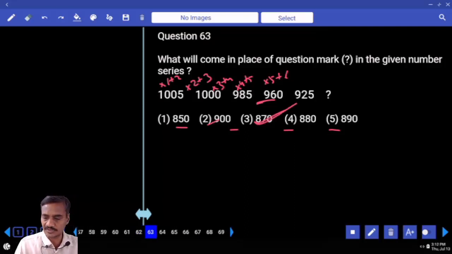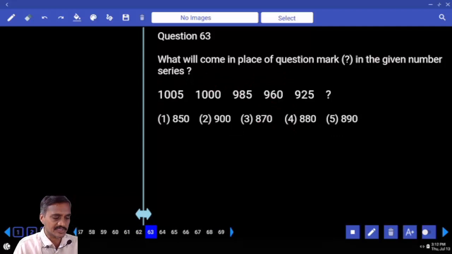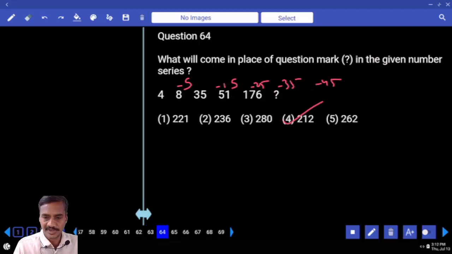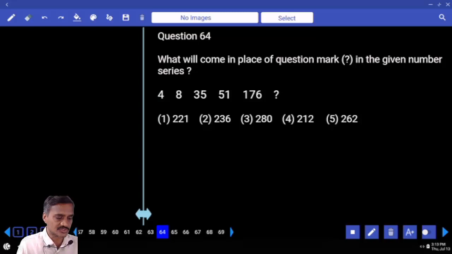Then next one, 63. Now in this 63, product, difference or combination? Difference. Now the first difference is 5. Next one is 15. Next one is 25. Next is 35. Next is 45. And 45, what is the number we have? 8 is right. And next one, 4, 8 and so on. Here again difference, because 170 into 2 itself will be 340. Isn't it? 350 is not there and it does not come under that category.